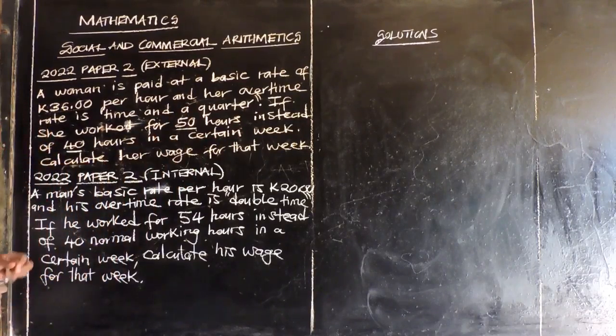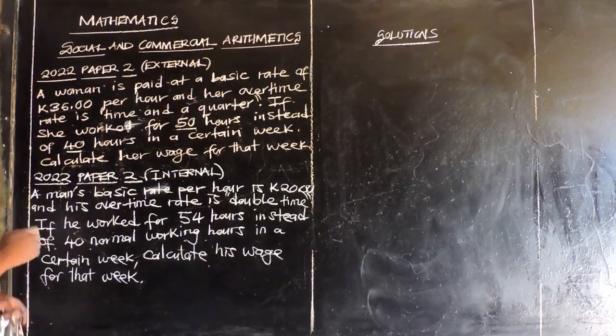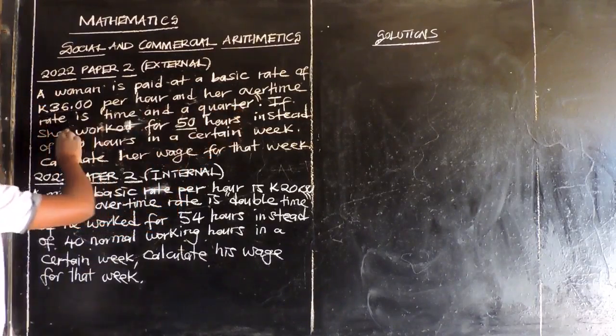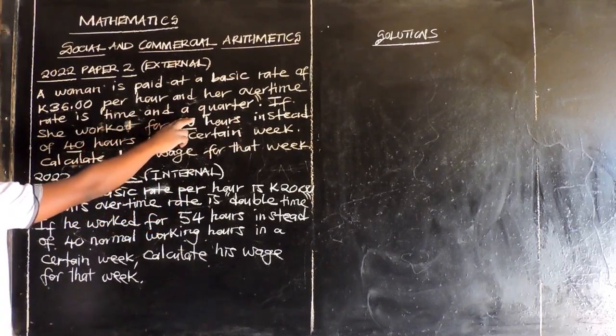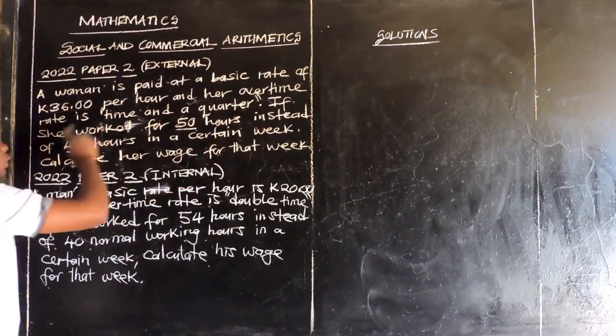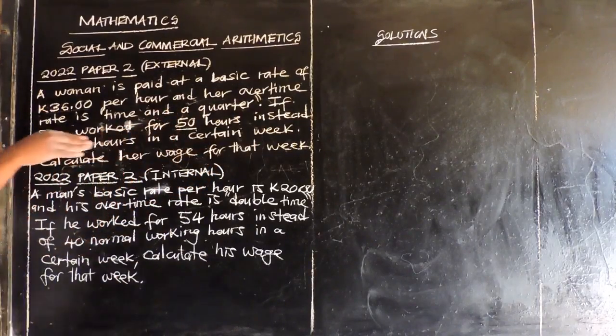So in this case, they're saying this woman was given a basic rate of 36 kwacha per hour. Are we together? 36 kwacha, that was the amount she was given per hour, as our basic rate. Now they're saying our overtime rate was time and a quarter. That's the overtime rate. Then they're saying she worked for 50 hours in a certain week instead of 40 hours.